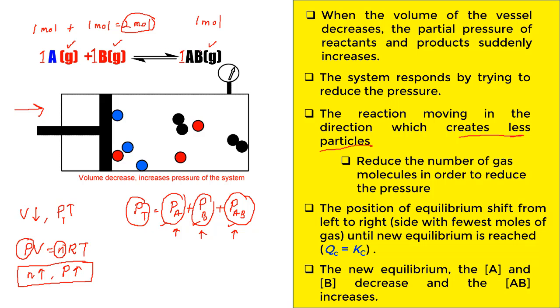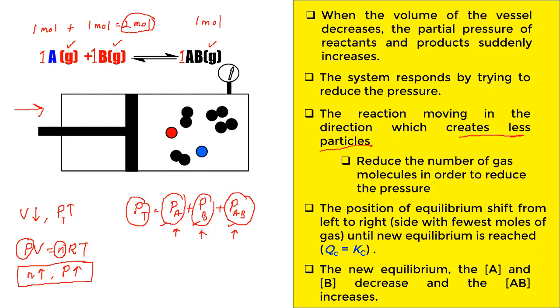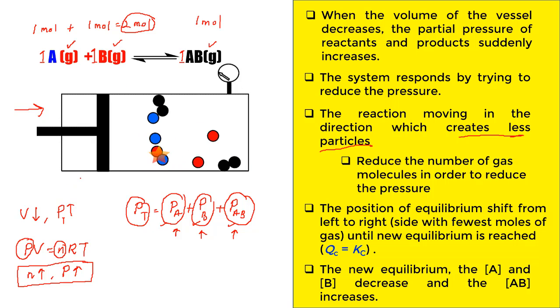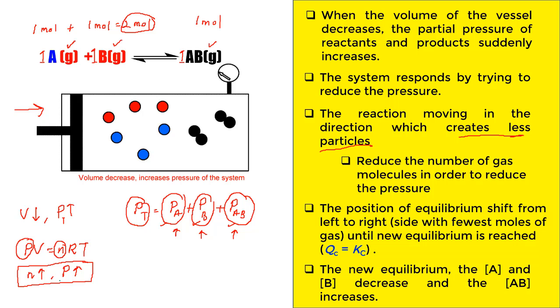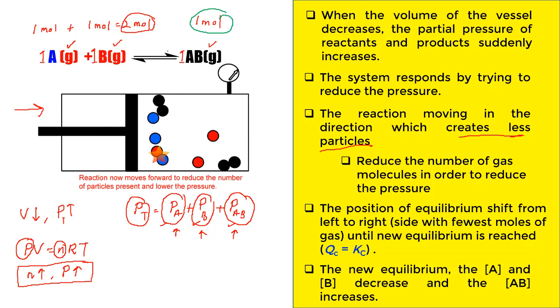Maksudnya nanti bila dia favor kepada reverse reaction yang menghasilkan mol gas yang banyak, maksudnya pressure tu makin bertambah. Sekarang isunya kita nak reduce the partial pressure untuk mencapai the new equilibrium. Jadi dia akan favor reaction yang mana? Yang produce fewer moles of gas. Jadi fewer moles of gas adalah yang pada sebelah produk ini.